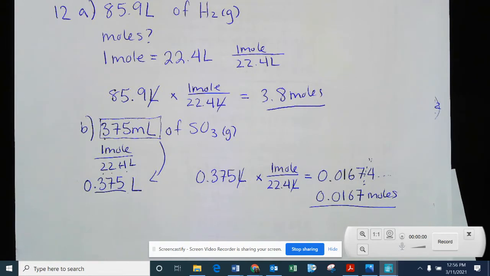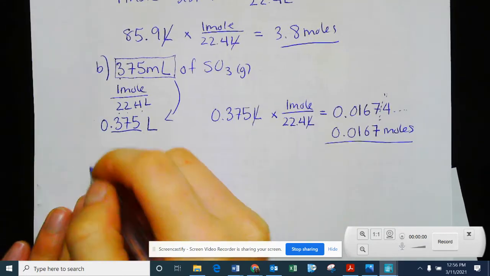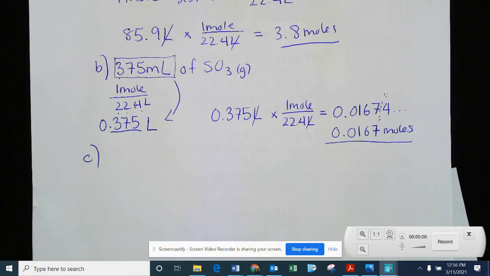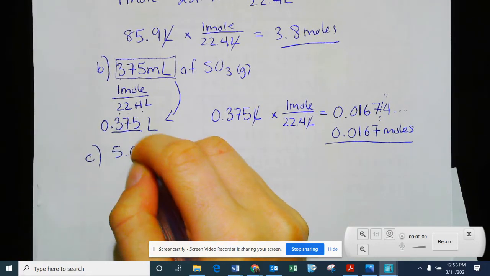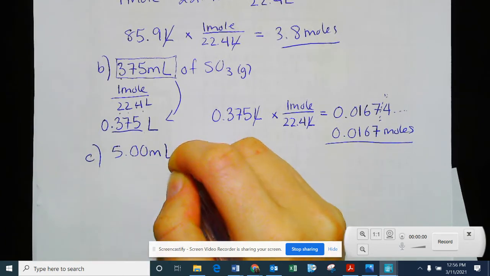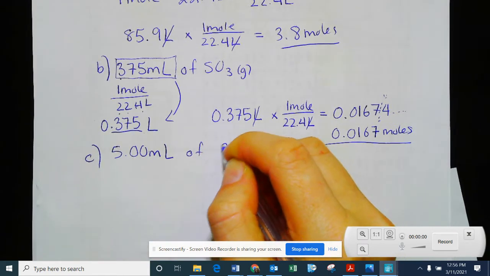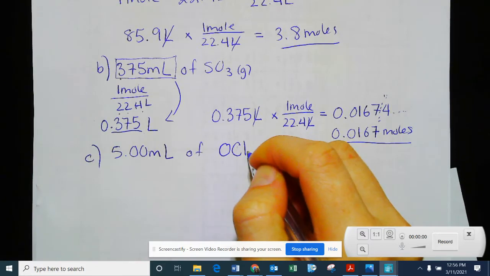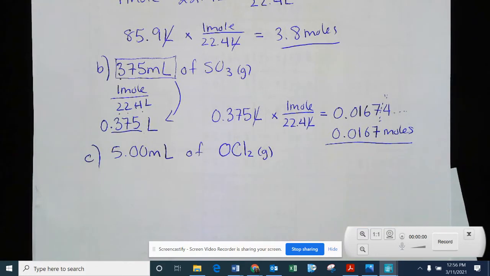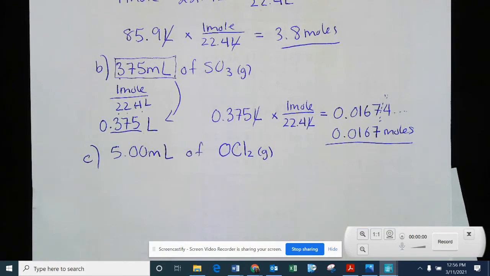All right. Let's do C as well. So C is 5.00 milliliters of OCl2 gas. Okay, I want you guys all to do this one if you haven't done it already. I'm going to give you a couple minutes. At least try to set it up, and then we'll do the answer together.